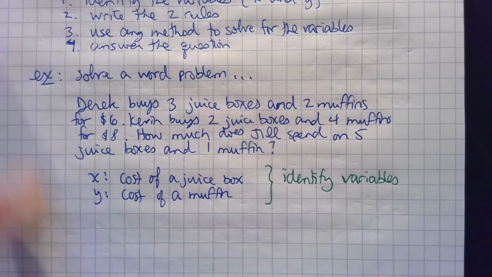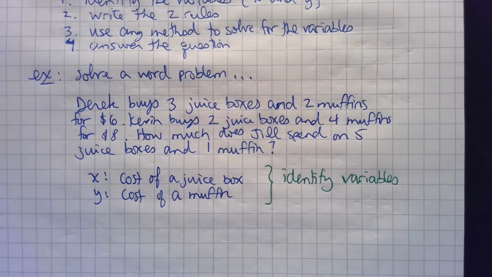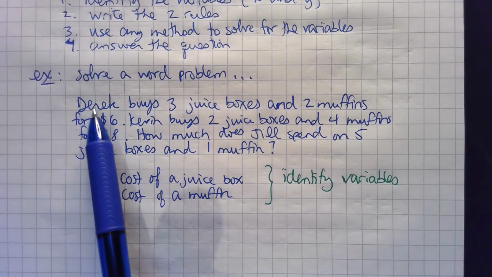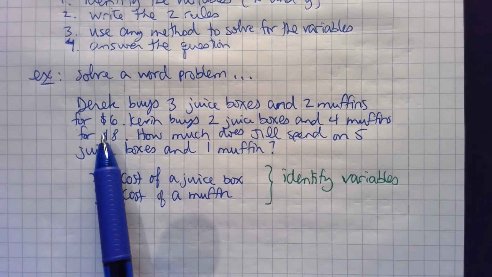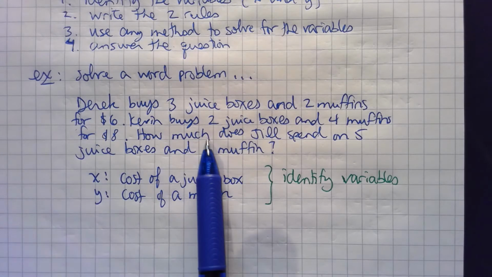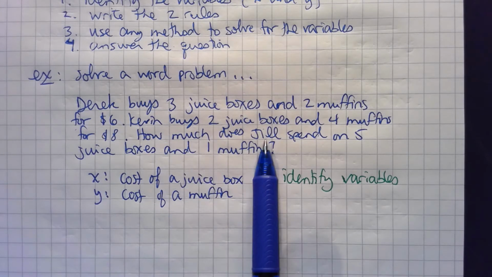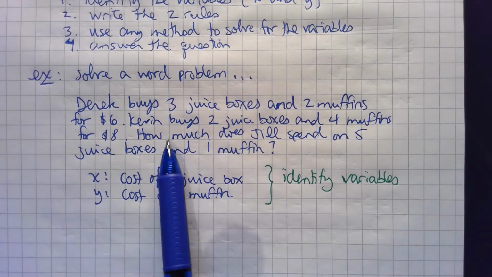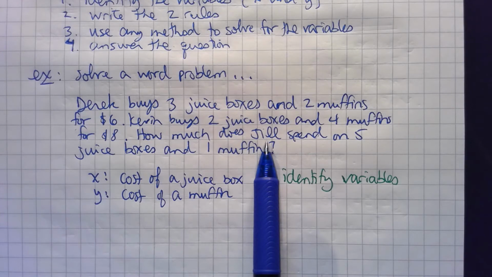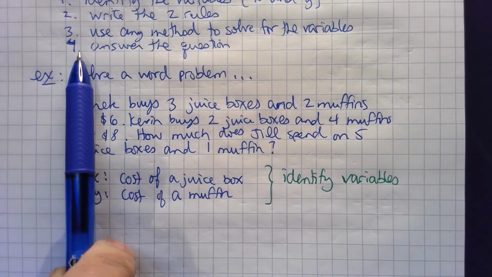Now, in easier questions like this, the rules are pretty much the sentences that you read. We've got one sentence talking about Derek's total cost, and the second sentence talking about Kevin. Now, you might look at the third sentence and say, oh, we've got a third equation with Jill. No, that's what we're trying to find by the end of it. So this last question, how much does Jill spend? That's actually going to be step number 4, which is to answer the question.